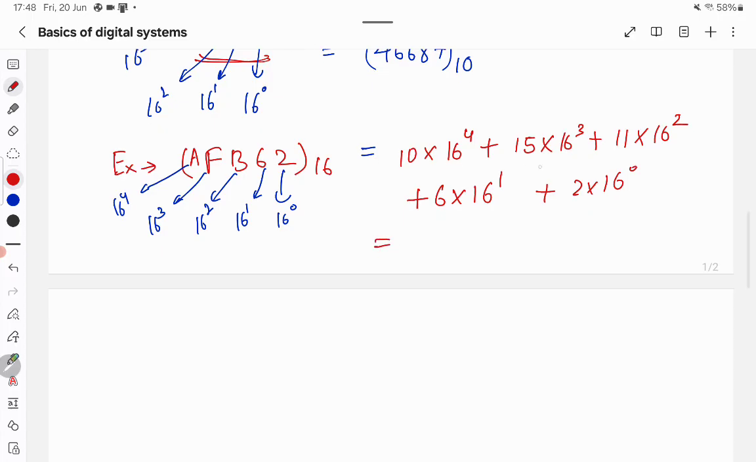You will put the value in the calculator and find that value. So whatever value comes, it is base 10. That's the hexadecimal to decimal representation.